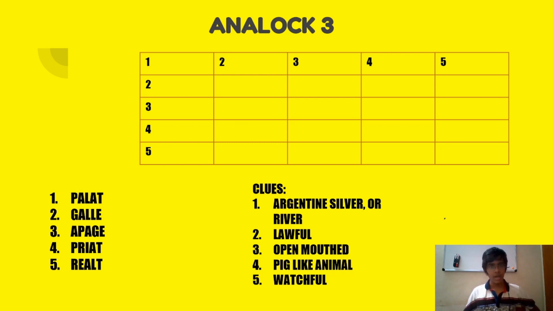Pause the video right now and solve the analog. I hope you gave the answers. Let's rectify it. Argentine silver or river. There's a river called Plata, and Argentine silver is known as Plata. Actually, it's general knowledge. I didn't know that. After I solved this analog, I came to know. So Plata is the word.